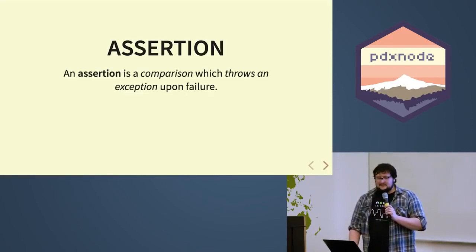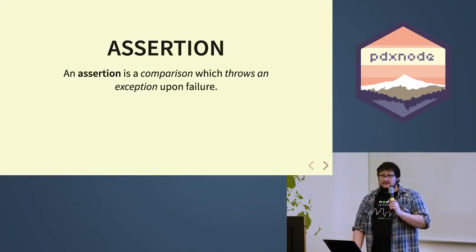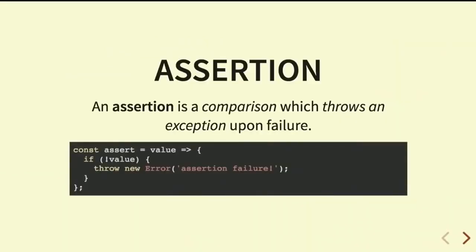And it's really trivial to write your own assertion function. Here's an example. You pass assert a value. If that value evaluates to falsy, throw an error. That's basically what an assertion is. Testing, you're going to make a lot of assertions in your tests. That's kind of the idea.